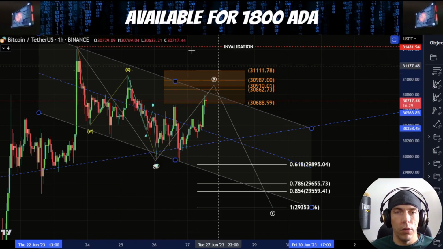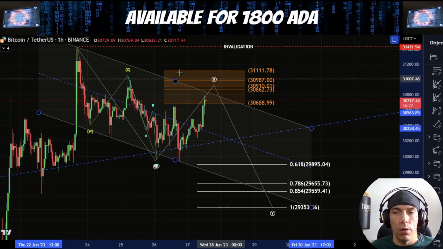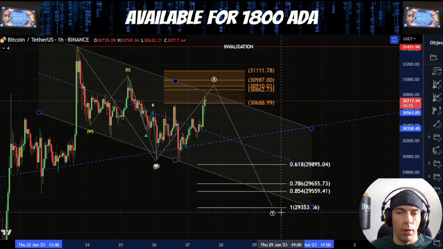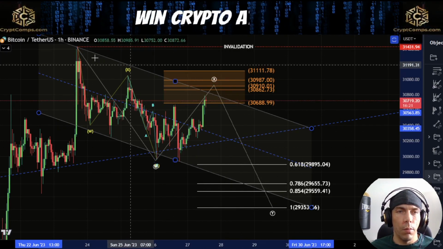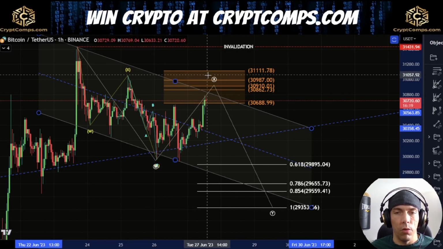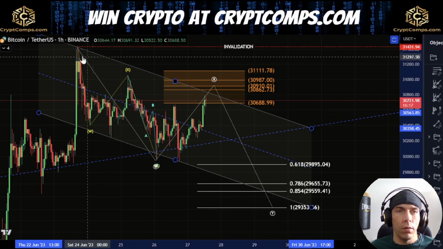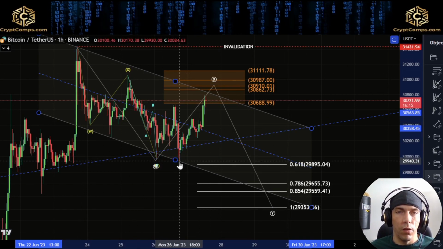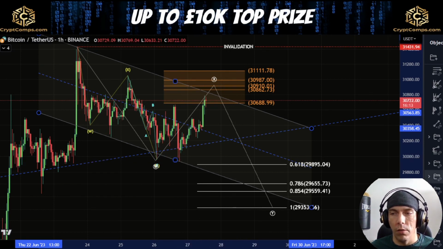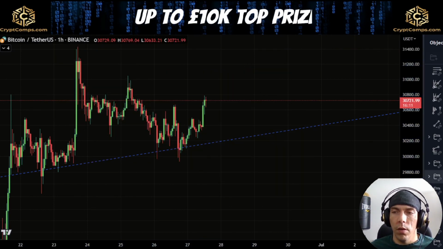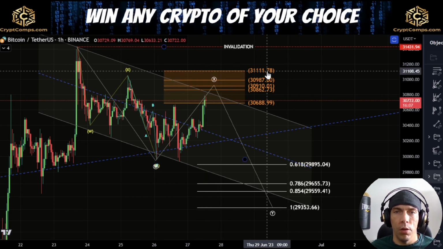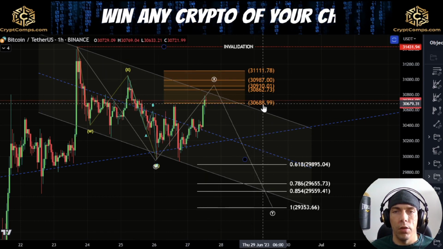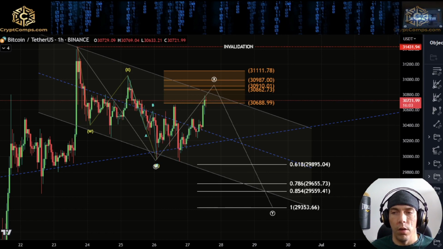If we fail to achieve the impulsive moves that we're going to be going over in a second here, we could be looking for something like this to play out. So I'm going to go over some of the smaller time frame counts within this idea of this being W, X, and Y here, and the alternative that we could have completed into this point here and looking to break to the upside. Bear in mind this is going to be our target area, this 31,111 to this 30,688, which we are already within.